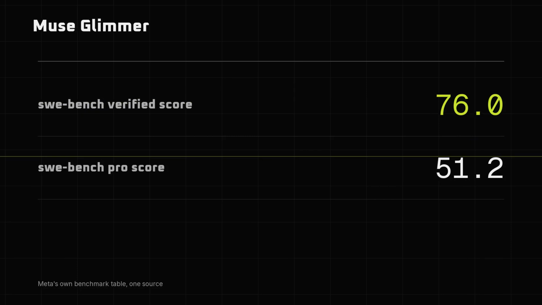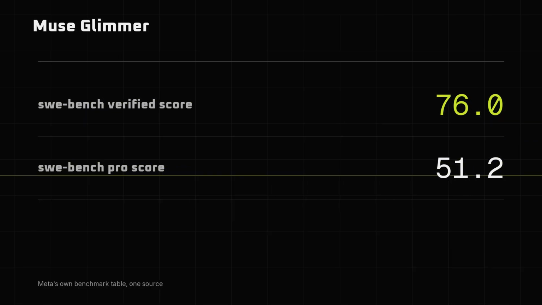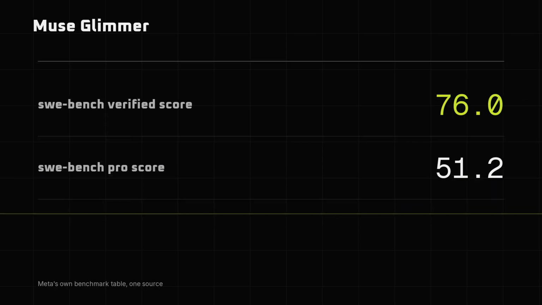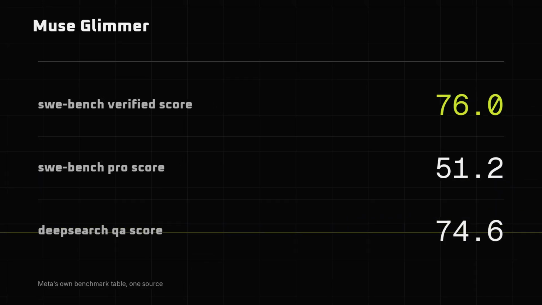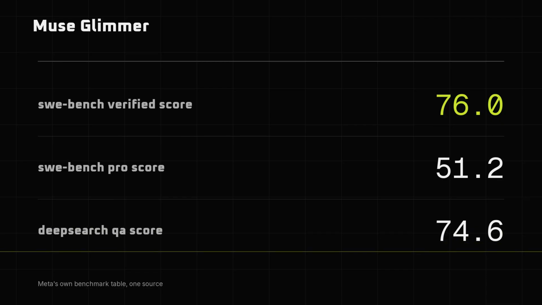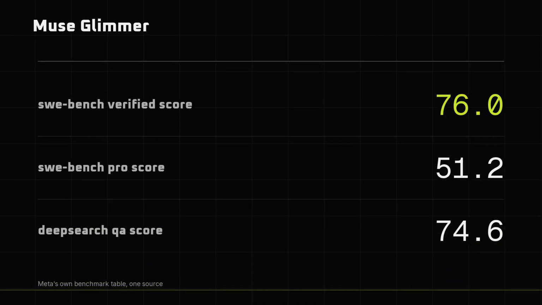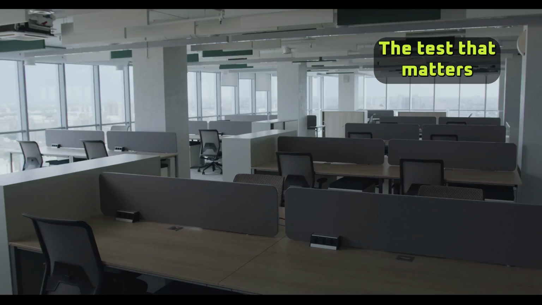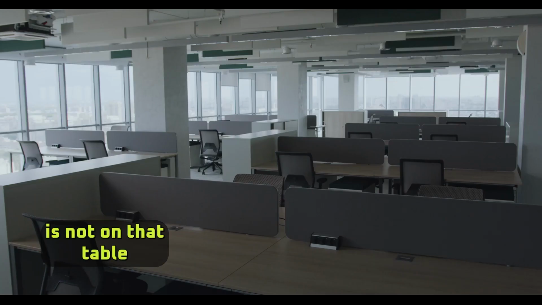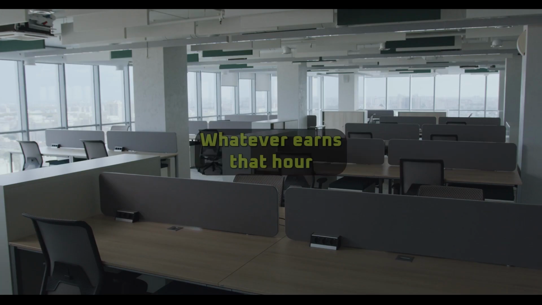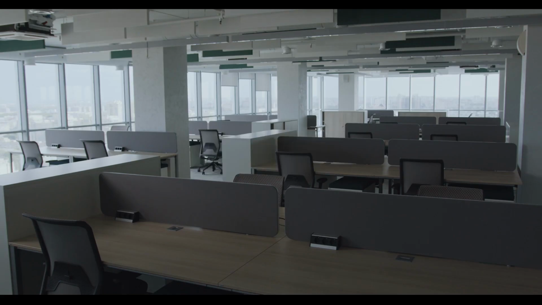51.2 on SWE-Bench Pro, where Qwen 3.6 sits at 50.2 and Llama at 36.9. And 74.6 on DeepSearch QA against Qwen's 71.1 and Llama's 61.7. The test that matters is not on that table. It is the hour you spend in another room while the agent works through your files on its own. Whatever earns that hour earns the 24 GB slot.